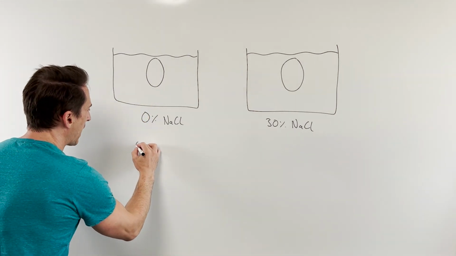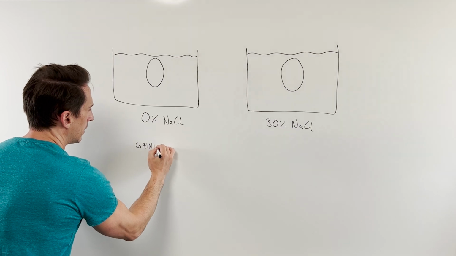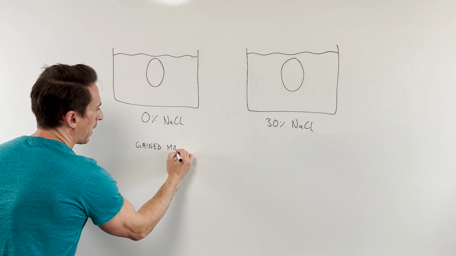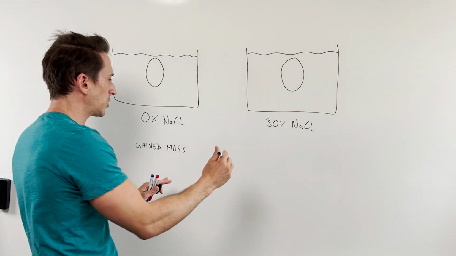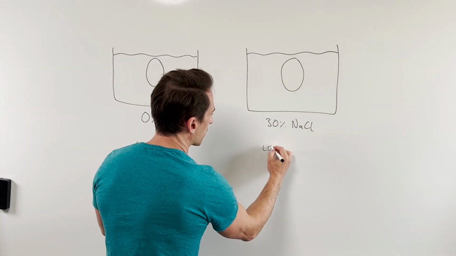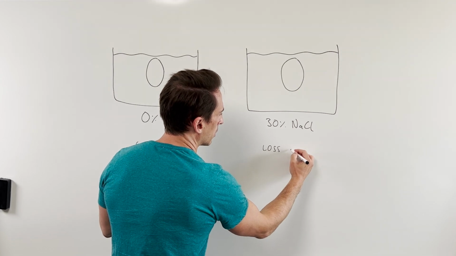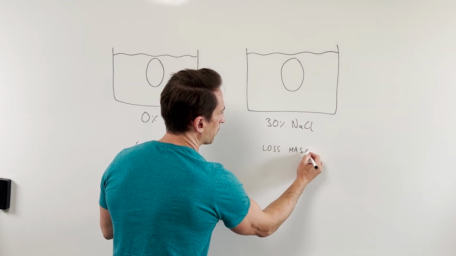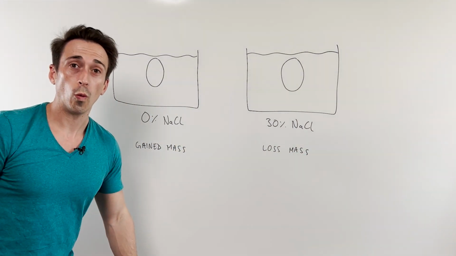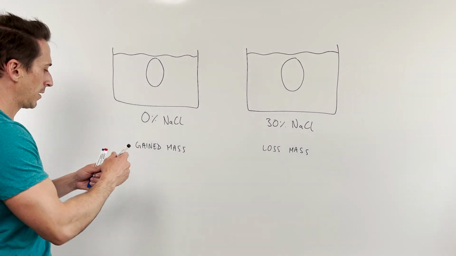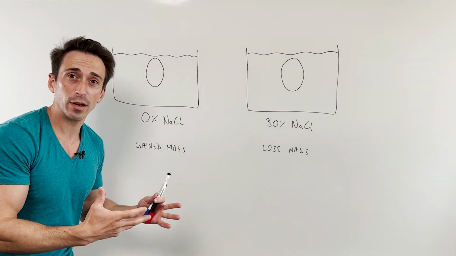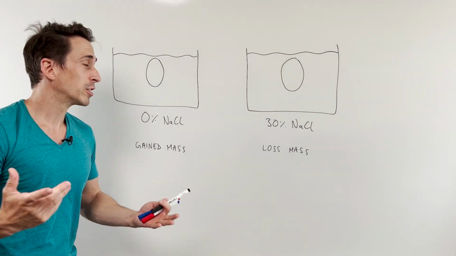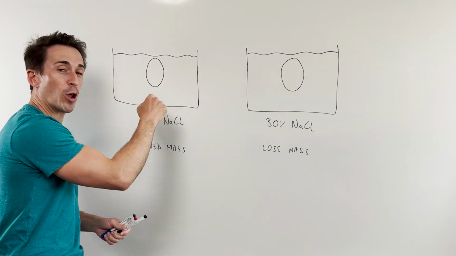It gained mass. Now this one we're expecting mass to be lost, but it didn't. But let's just say it did, all right? Let's say, for this thought experiment, that it lost mass. Now the question is, why? Well, think about it. If you've got an egg, that egg in this scenario is basically a cell. So it's got a semi-permeable membrane on the outside.